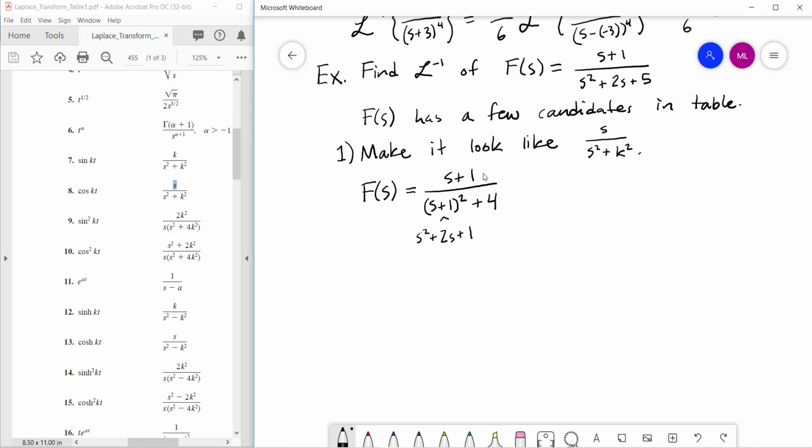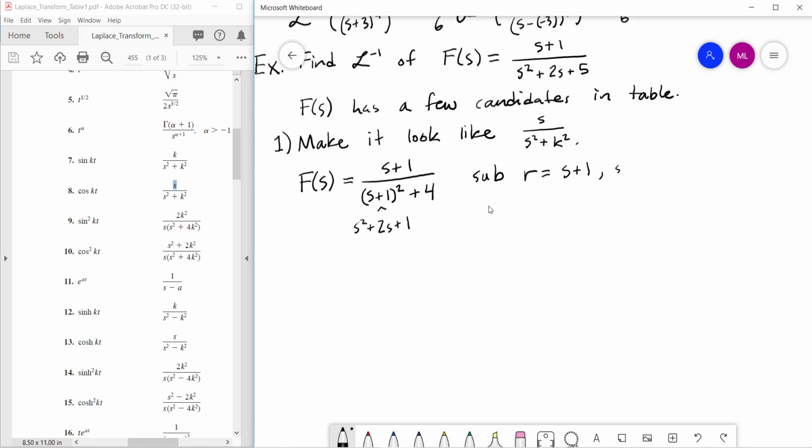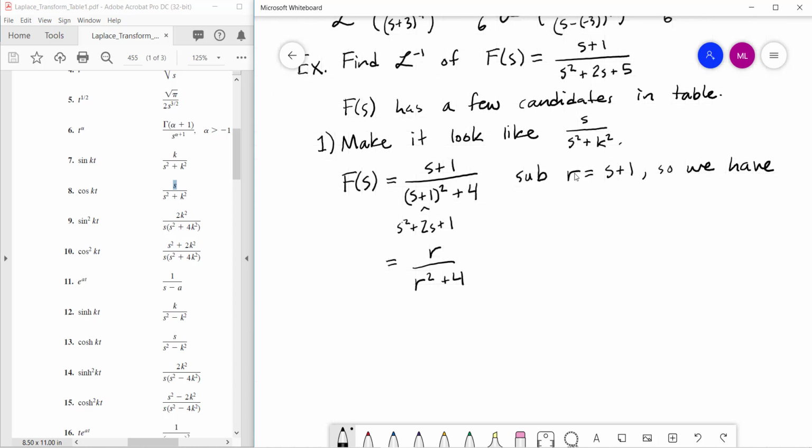As one option from here, we can do a substitution. Let's call it r. I'm going to let r be equal to s plus 1. What we basically then have is r over r squared plus 4. So this thing is equal to r over r squared plus 4. Again, we just introduced r. It's a shifted version, so we're basically evaluating this.